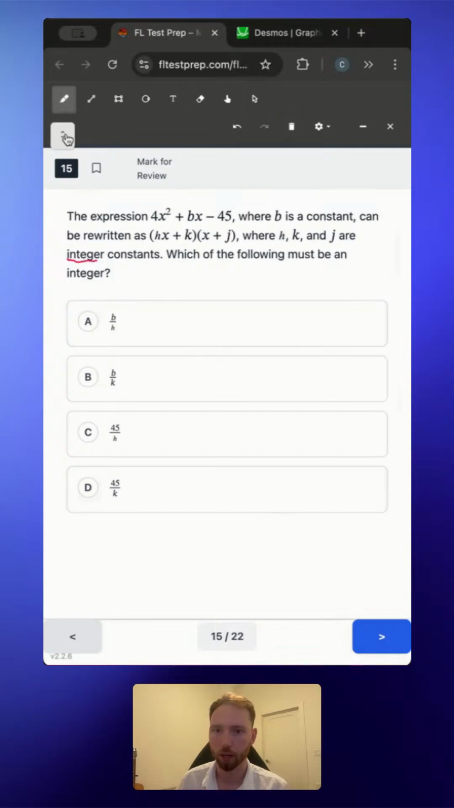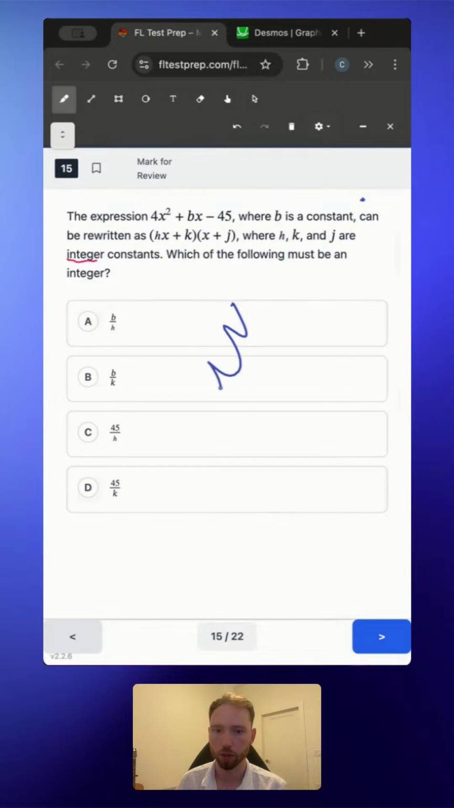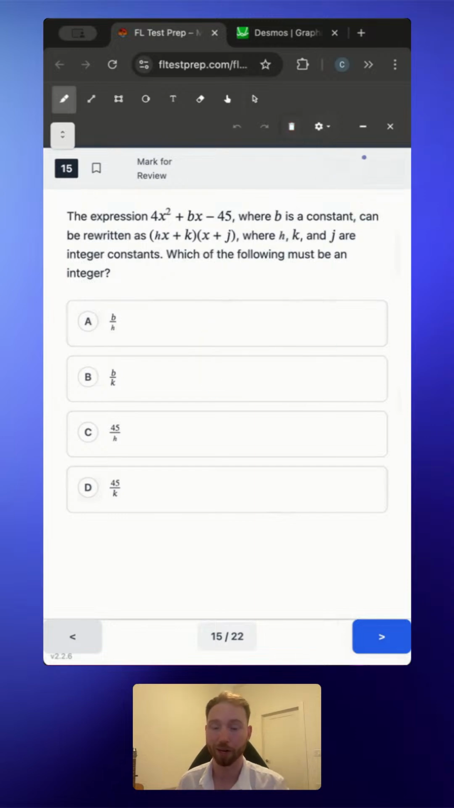Let me go ahead. I want to make my pen a little thicker. And I want it to be blue. You see what that looks like? Yeah, that's way easier to write. Might be a little cleaner for you guys.